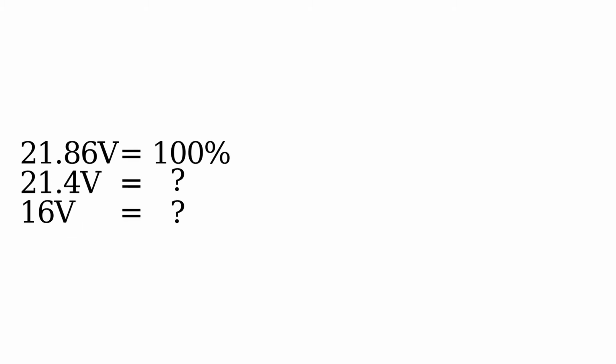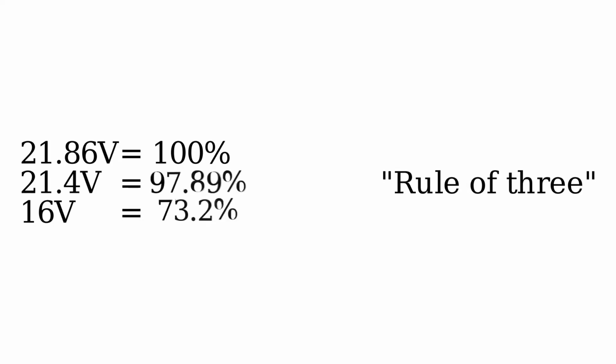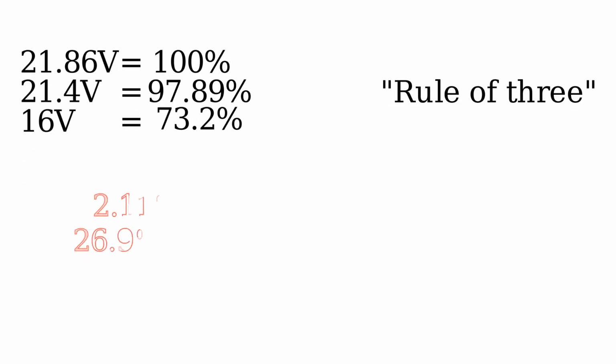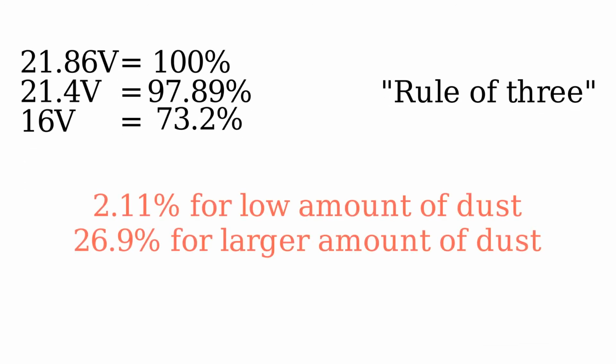The values we got from our readings were 21.4 and 16. Using the rule of 3, we can get the percentages that these values represent. Thus, we can get the percentage of energy lost for a low amount of dust and a large amount of dust: 2.11 and 26.9 respectively.